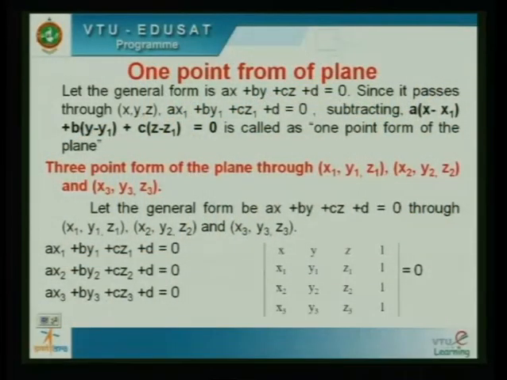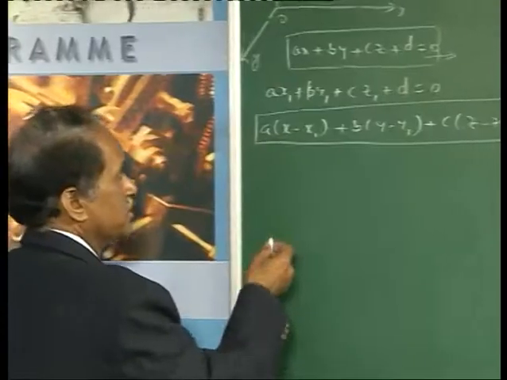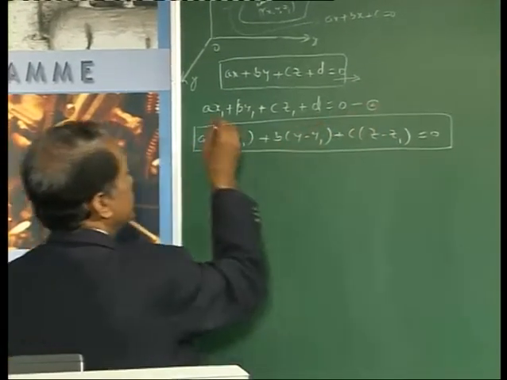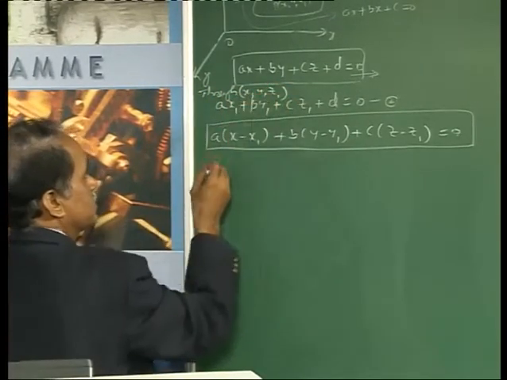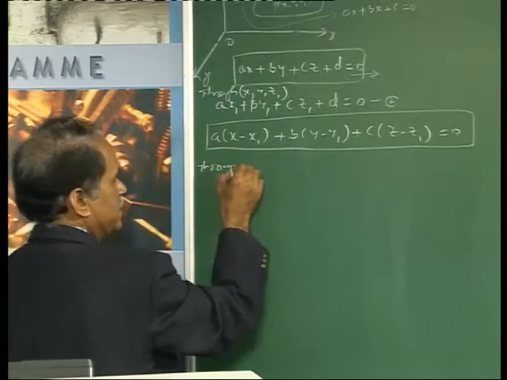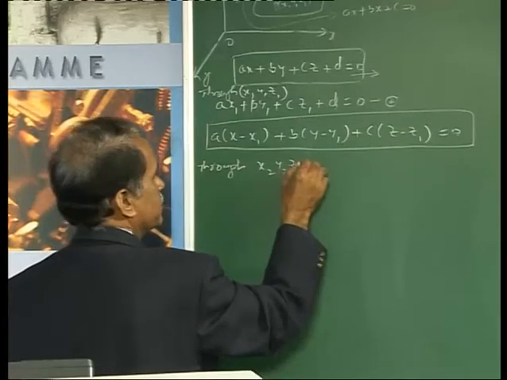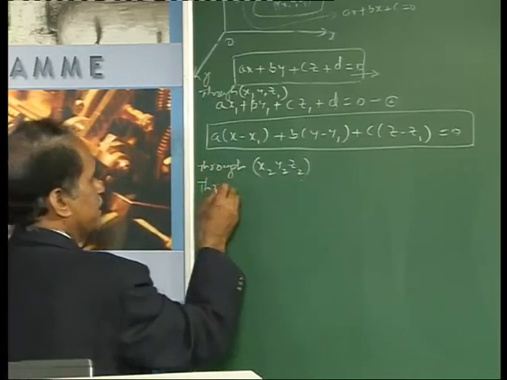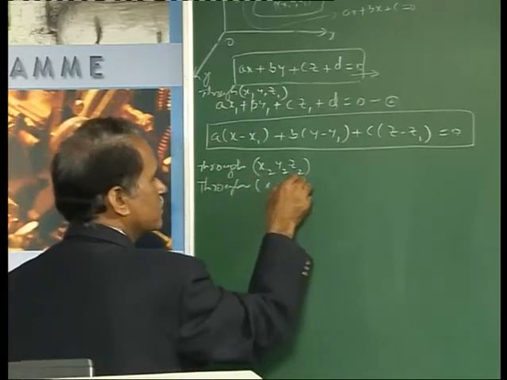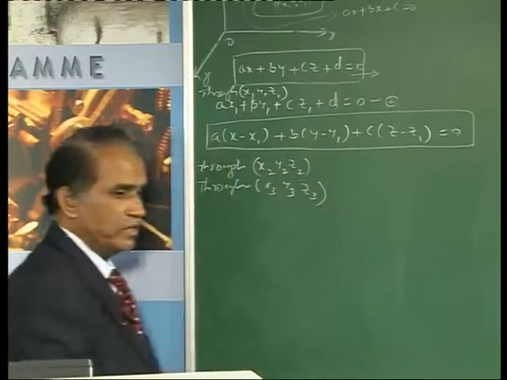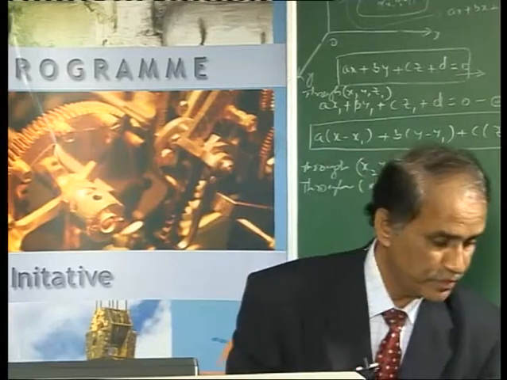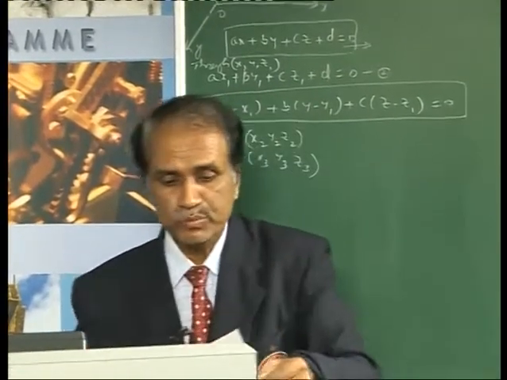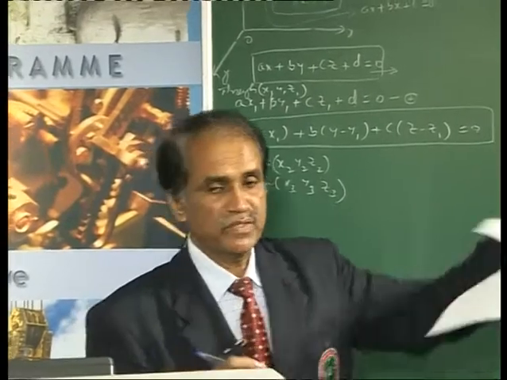The next situation is the three-point form of the plane. This is the given equation, this is the second equation, which represents the plane through x1, y1, z1. Next, another situation I take through x2, y2, z2. One more I take through x3, y3, z3. Here what I am going to define is the three-point form of the plane, when the plane passes through these points. These two points I have given. Now one more point I represent.